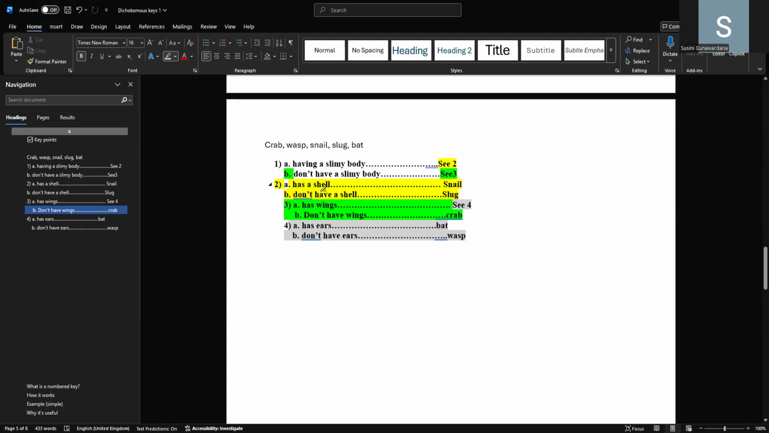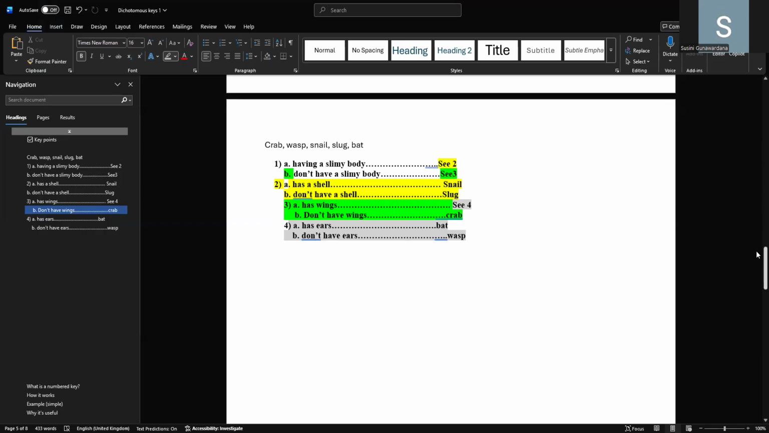So I have divided it having shell and don't have shell. In here, don't have slimy body will be indicated by 3. So this 3 will take has wings and don't have wings. So has wings, there are 2 creatures, they were bats and bat. So I can't write their names, so I put C4 there, and that 4 will be indicating here. So that was divided, has ears, bat, and don't have ears, bats. So the remaining one was don't have wings, it was crab. So this is the way that we are doing numbered keys.